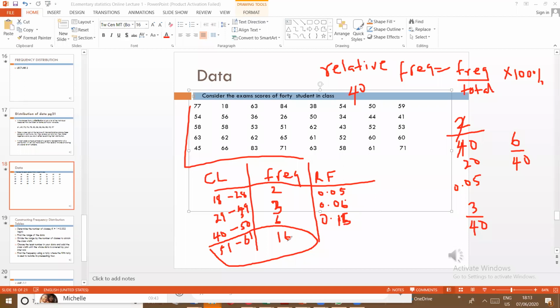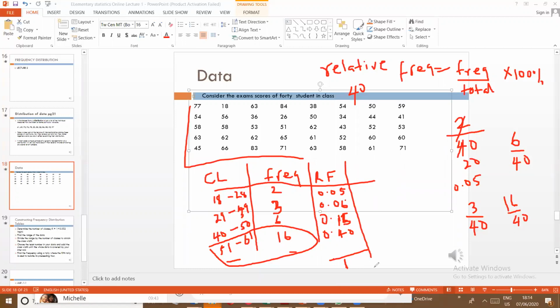Then we have 16 over 40. 16 over 40 is 0.4. So we got 0.40. Okay. So if we were to calculate everything, if we had all the groups here and you find all the relative frequencies, you add them up, you should get 1. If you construct a relative frequency for the remaining groups, which we've not written, and you add, you should get 1.